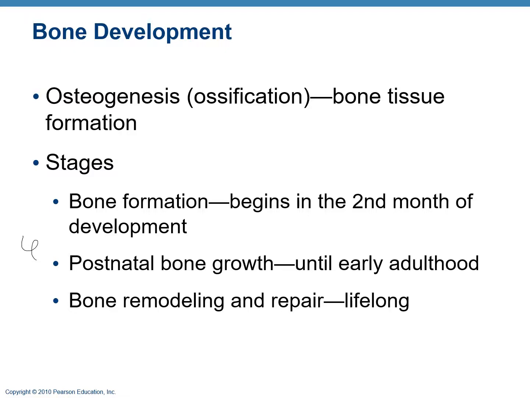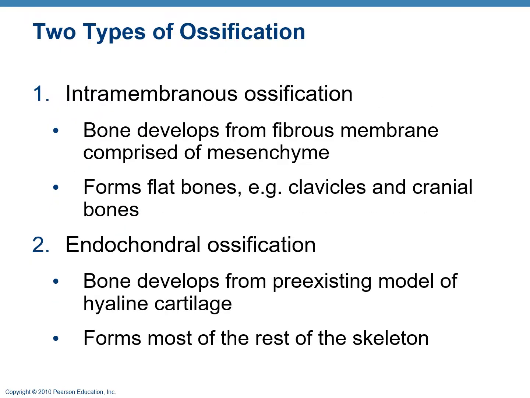So throughout our lives, we are going to be undergoing bone remodeling and repair. A lot of this is just going to be in response to stresses placed on our bones. And then for repair, of course, in the event of a fracture, we do have the ability to remodel and repair that area that was affected by the injury. So there are two main types of ossification.